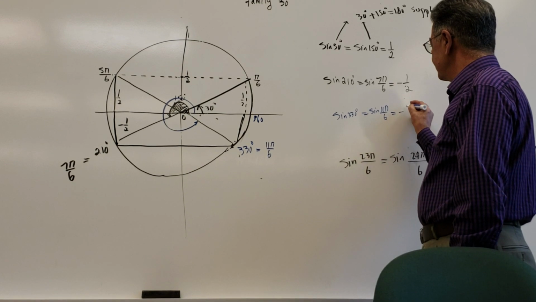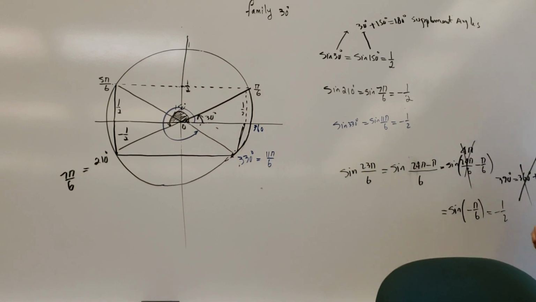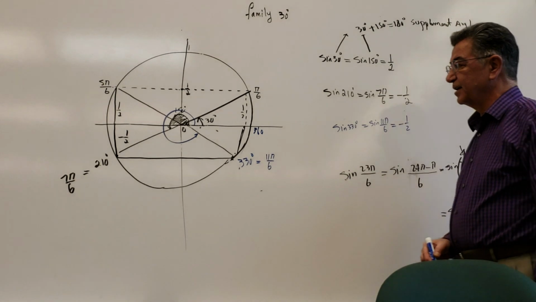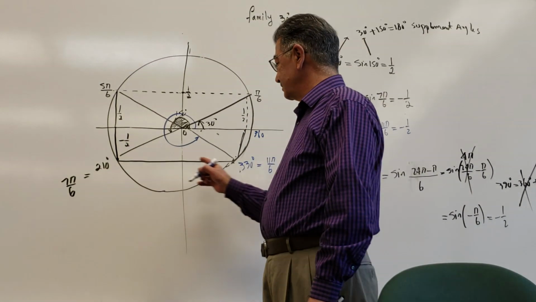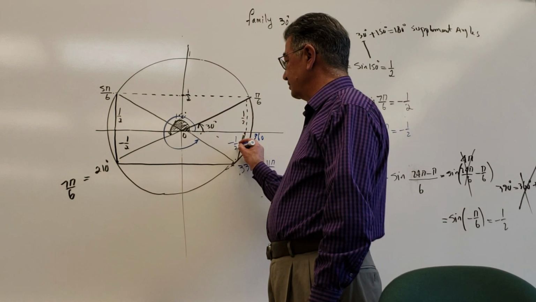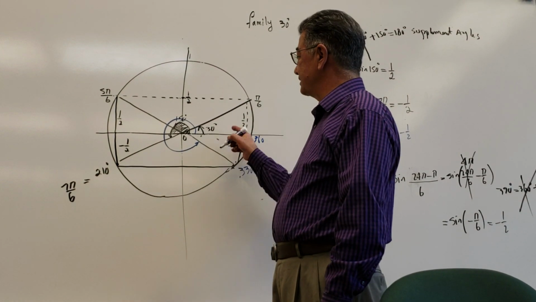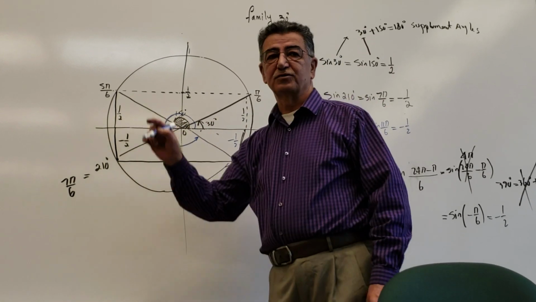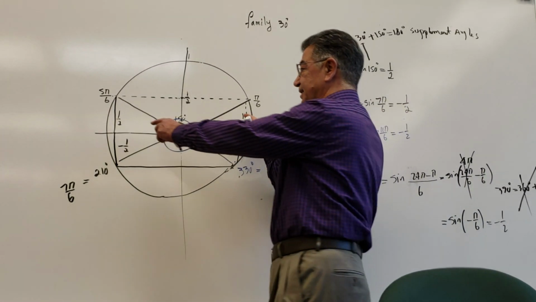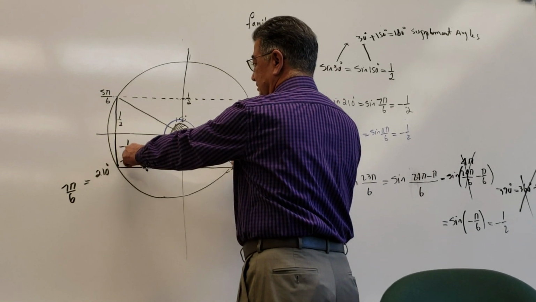So let's make life simple, guys. If it's 210, negative 1/2. 330 is also what? Negative 1/2. If it's 30, it's 1/2. If it's 150, it's also what? So you have 2 positive and 2 negative.